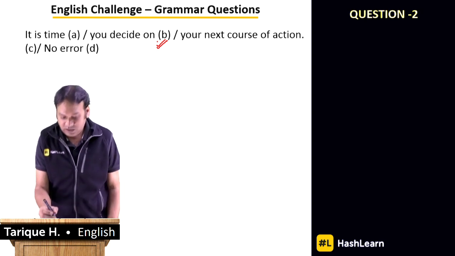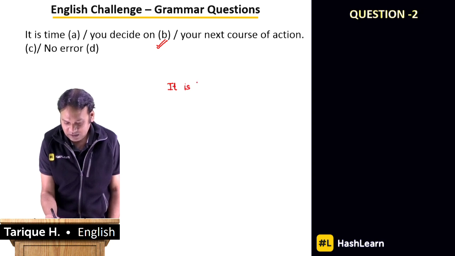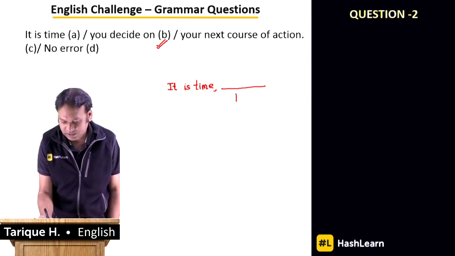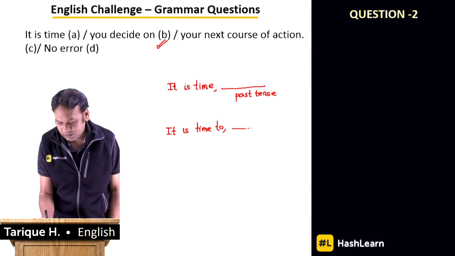Now let me tell you this once again, that whenever we start a sentence with it is time, then the second part of the sentence must be in past tense. If the sentence is it is time to, then we can keep the second part in present tense. Keep this in mind.